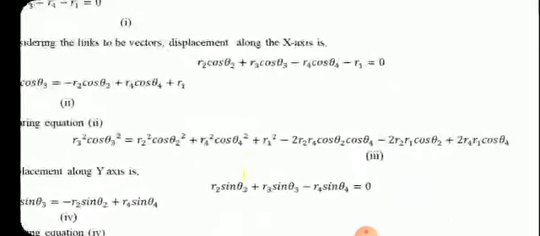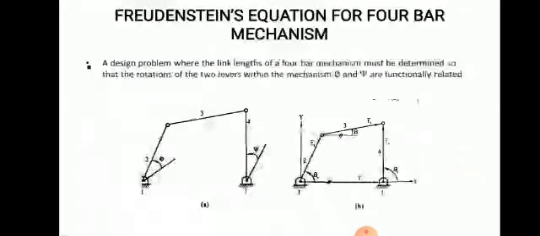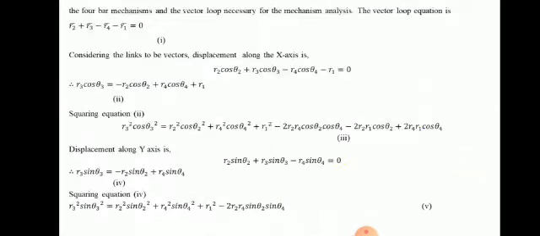The four-bar mechanism and the vector loop necessary for the mechanism analysis. The vector loop equation, we know, is R2 plus R3 minus R4 minus R1 equals 0, where the directions of R4 and R1 are changed. Let it be equation number 1.